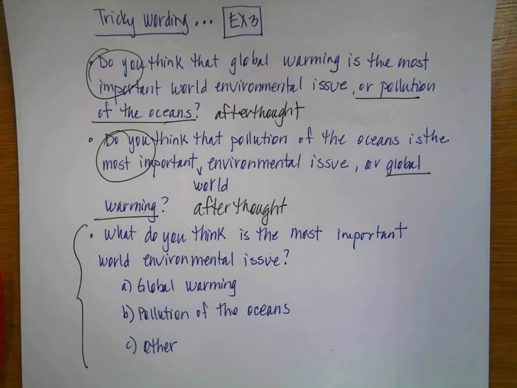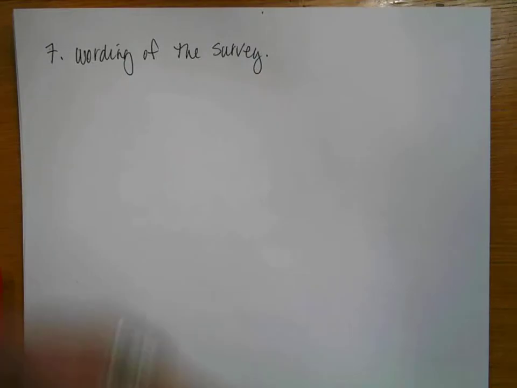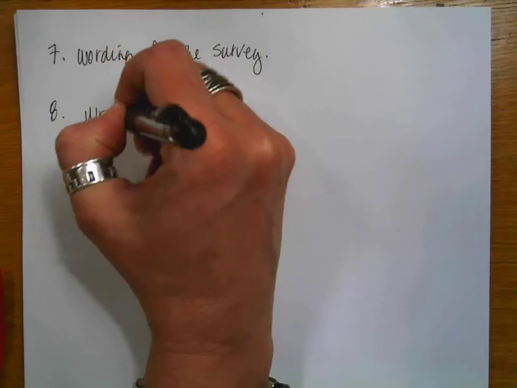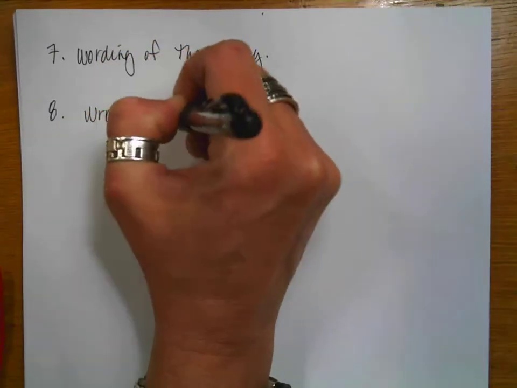This is probably the best way to ask this type of question because it doesn't build any bias into the question. And so this one says, what do you think is the most important world environmental issue? Is it global warming? Is it pollution of the oceans? Or is it other? So in this one, it seems like all of the options have the same effect. Okay? The eighth thing that we want to cover is a wrong conclusion.